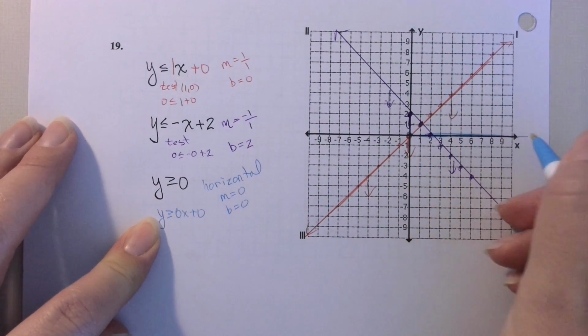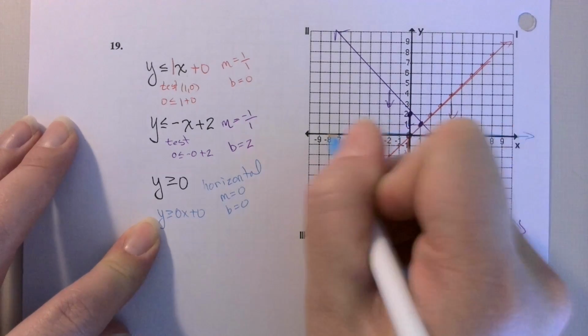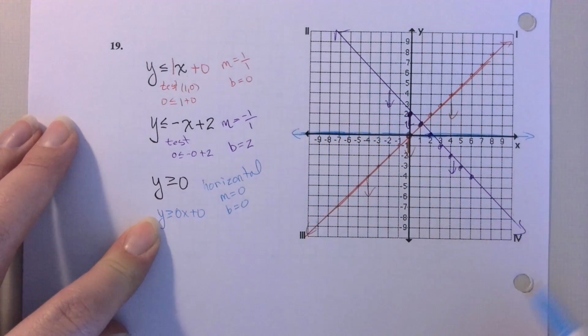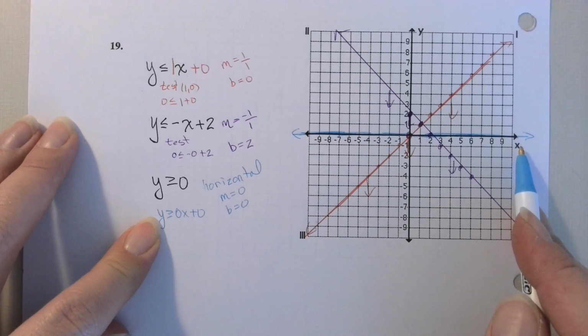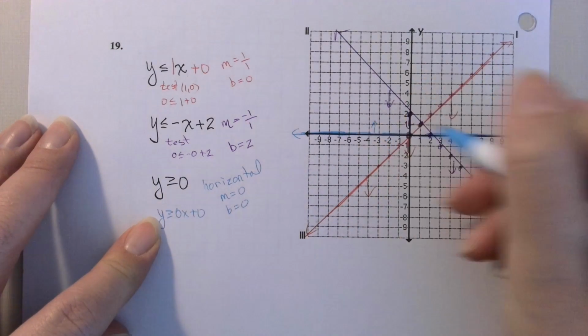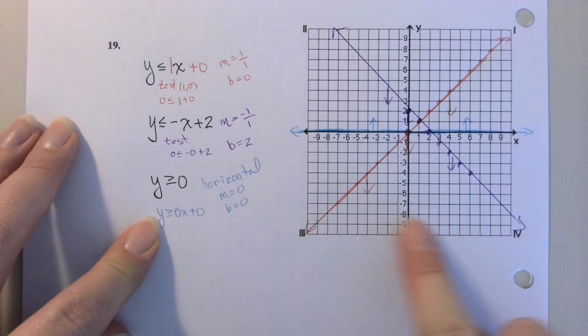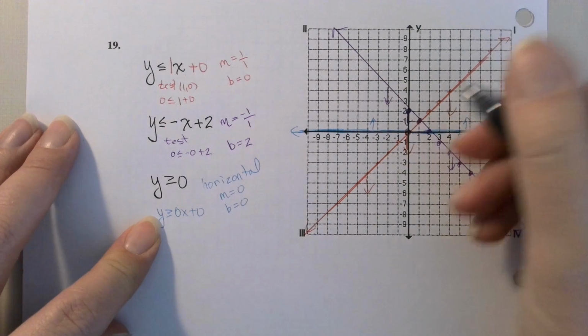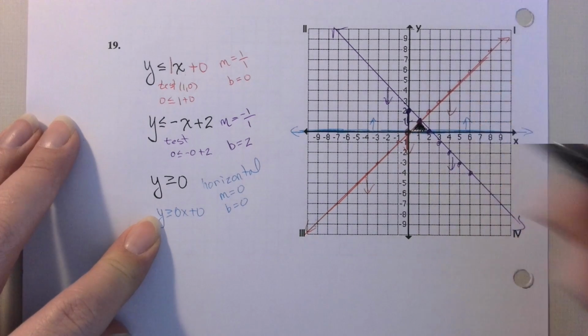So make sure you show this line. It's on the axis, but make sure you highlight it and go past it to show you've graphed it. And it says y is greater than or equal to 0, so we're going to shade up. So we have this whole section down here. My final shaded region is right in here, and that's it.